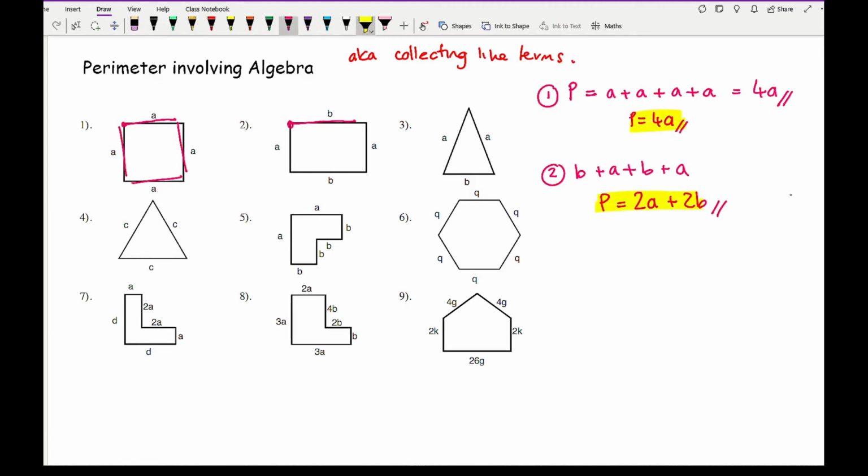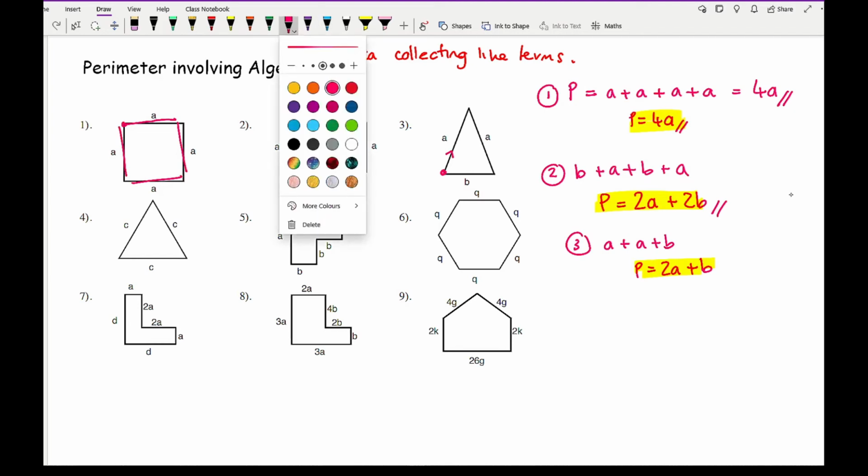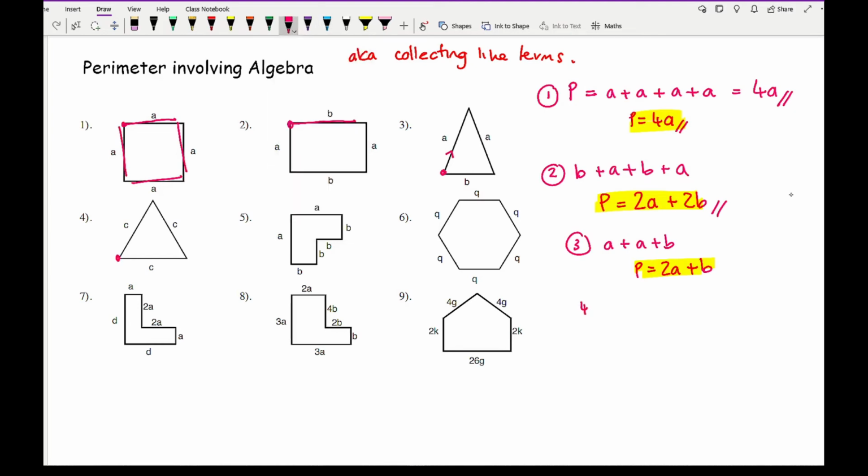Then looking at question 3, again picking a starting point, I'm going to go in this direction. So here I've got A plus B, which gives me an answer of P equals 2A plus B, and that there is the perimeter. Now I don't know what the units are, so I can just leave it as an expression, because I don't know if they're in centimeters, millimeters, or meters. So looking at question 4, so here again I'm going to have a starting point, which is there. So question 4, I've got C plus C plus C, so P equals 3C, and there's my final answer for that one.